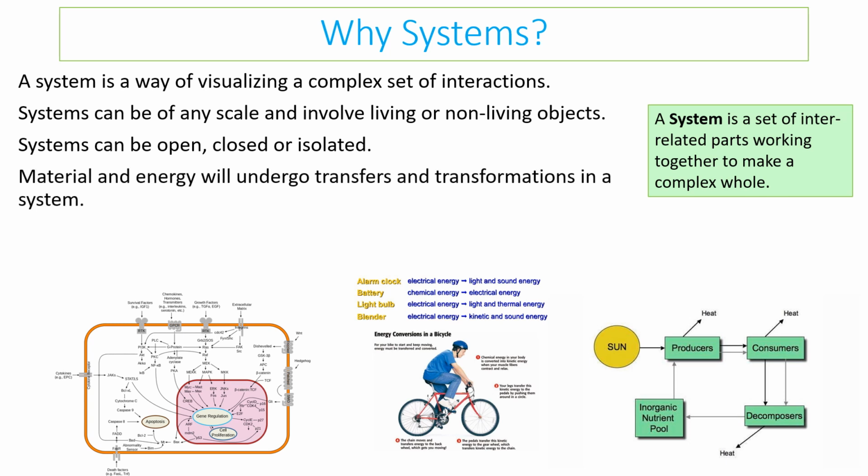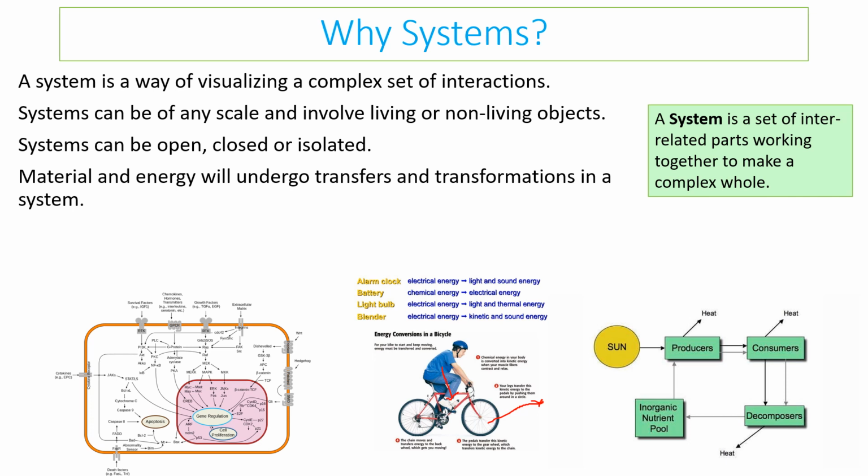And materials and energy can enter and leave systems, and they may undergo transfers and transformations within a system. So, for example, a bike, the energy that goes into a bike is from the human to the bike would be chemical energy going in, and then obviously the bike has kinetic energy, but then heat energy would leave the bike as friction is caused.